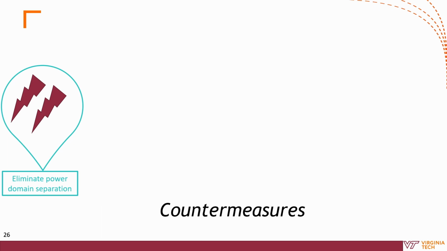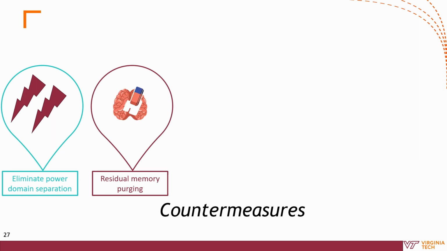Let's talk countermeasures now. Eliminating power domain separation is a solution, but it's not a sound one because, well, the power domain separation and exposed pins are there for a reason: performance and efficiency. Second, residual memory purging at the attack time will stop the Volboot attack, but we're abruptly turning the system off, kind of starving the system from power. So it's not a reliable solution, and the system itself, including hardware and software, will not have enough time to react to the attack.